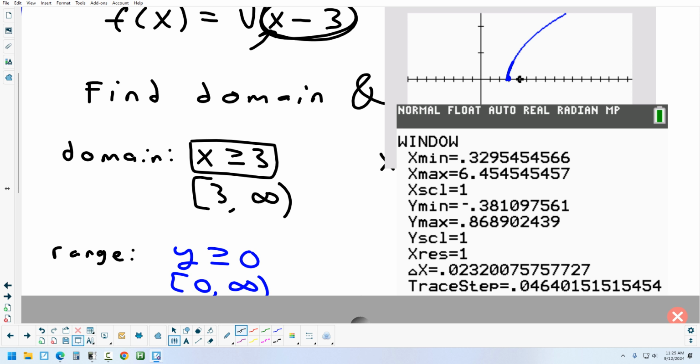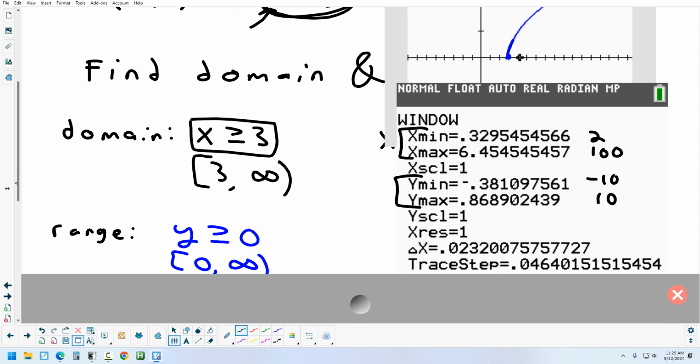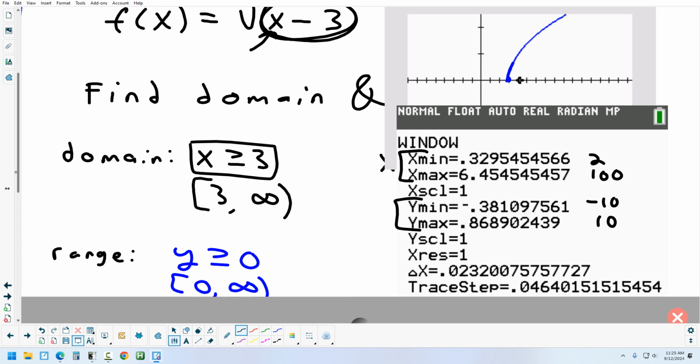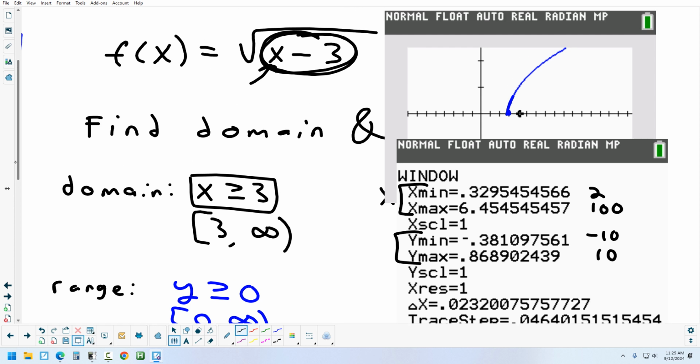We had, I think, 2 for the x-min. We had 100. And then we had negative 10 and 10, I think. Yes, those numbers are fine. Okay, so those are what you'd have to write down for your window. So any questions on finding the domain and the range in that graph?